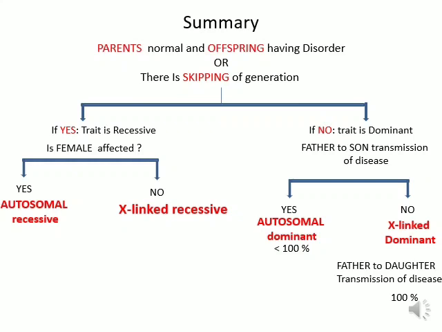Now, if the trait is passing from father to daughter, and 100% of the daughters are affected, it is X-linked dominant. But if it is less than 100%, it is autosomal dominant. So by studying this summary chart, we can come to know the mode of inheritance very quickly and very effectively.